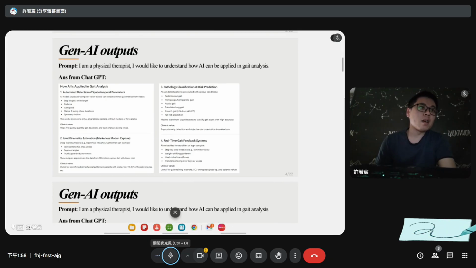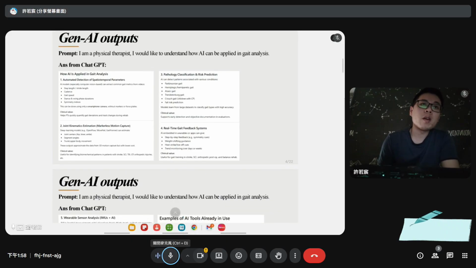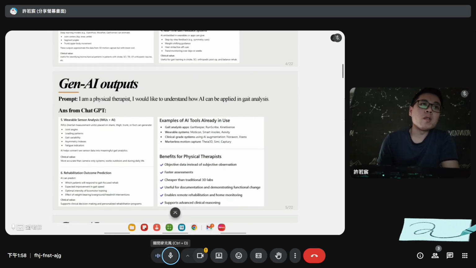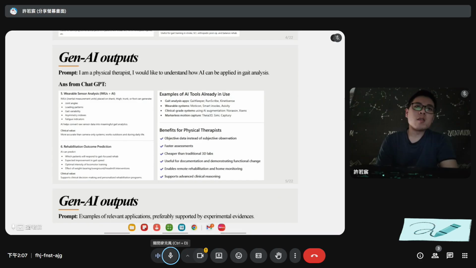Something like automated detection of spatial-temporal parameters, joint kinematics estimation, pathology classification, real-time gait feedback systems, wearable sensor analysis, and rehabilitation outcome prediction. So these are the possible uses that AI could be applied in gait analysis. ChatGPT also told me some benefits for physical therapists, like faster assessment, being cheaper, and enabling remote rehabilitation and home monitoring. So it seems like the concept does exist.